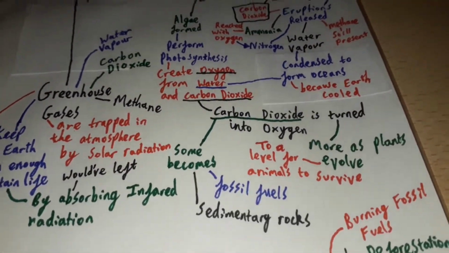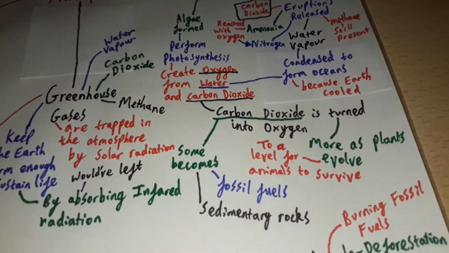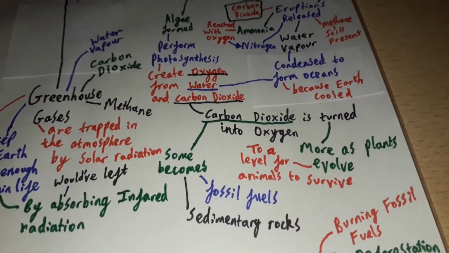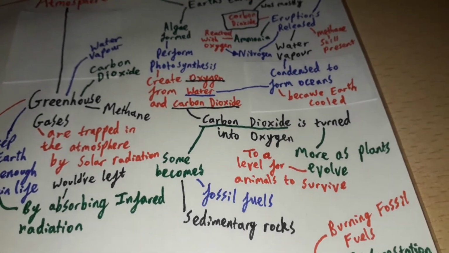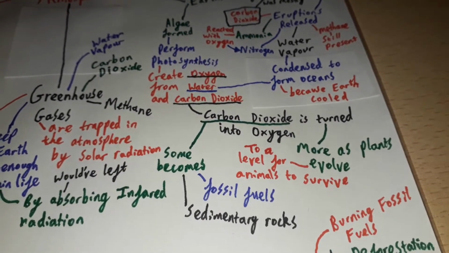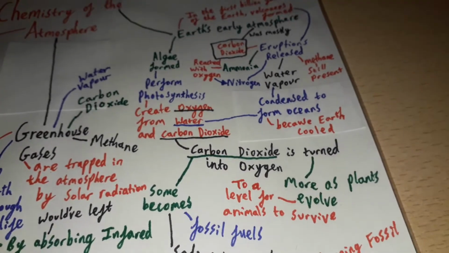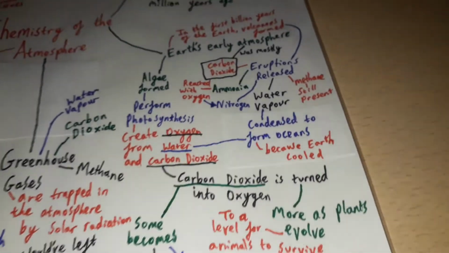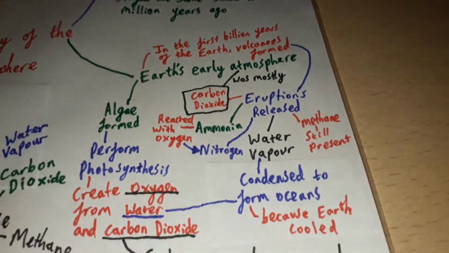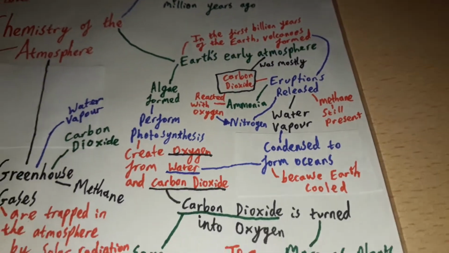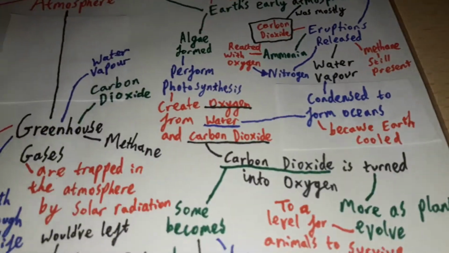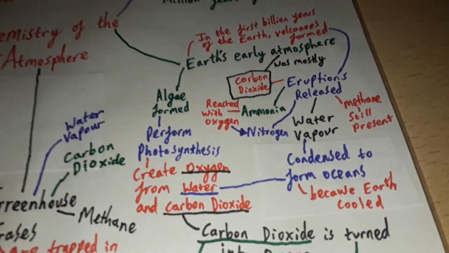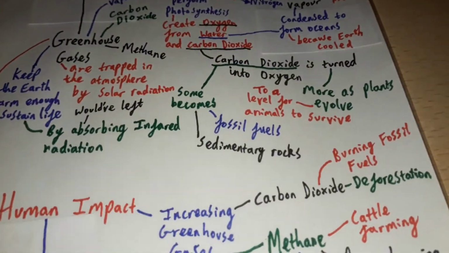Another thing that led to losing carbon dioxide is that some of it became fossil fuels and sedimentary rocks, which would form over a long period of time. Also, as we're talking about nitrogen, it goes up because the ammonia reacts with the oxygen, and it can react with more oxygen if there's more oxygen present, which is created later on in photosynthesis. So that's how that process happens.